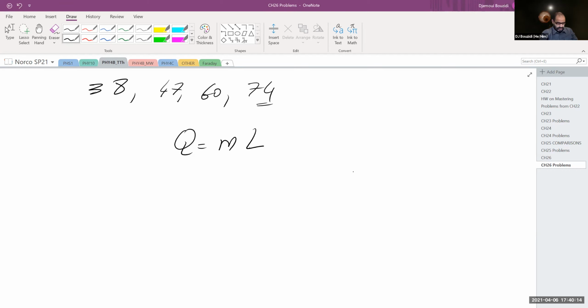Okay, so let's continue. Problem 38. Where is 38? Here. So it says problem 38, you connect a battery.